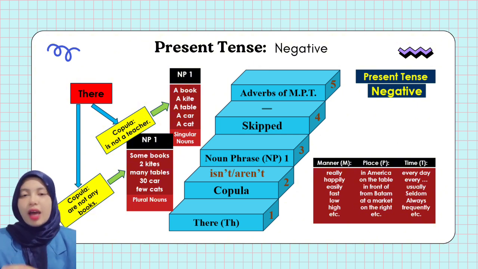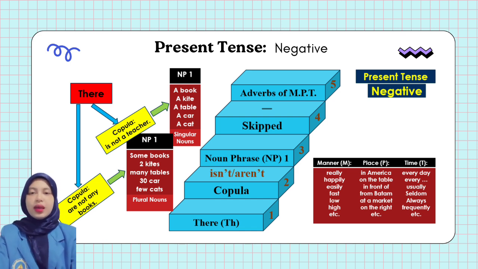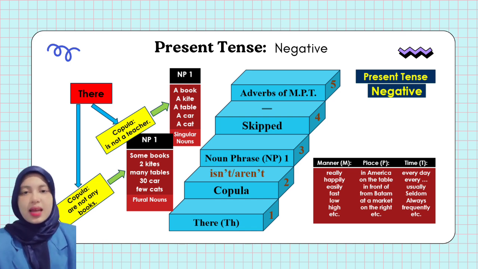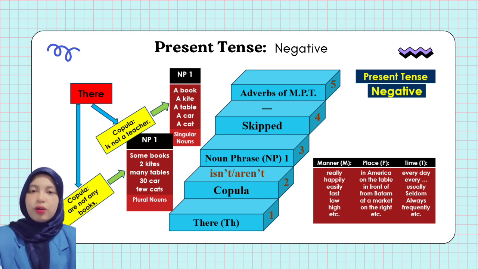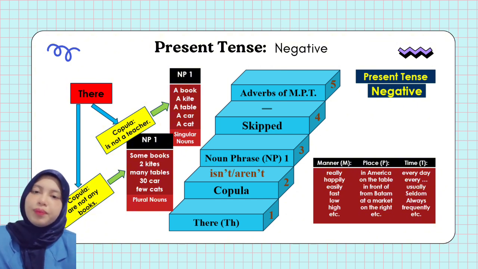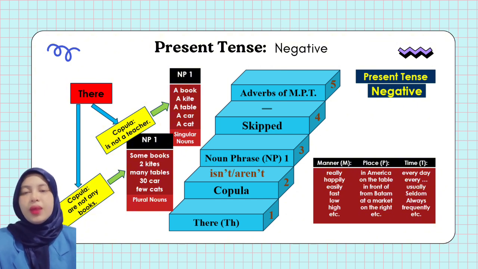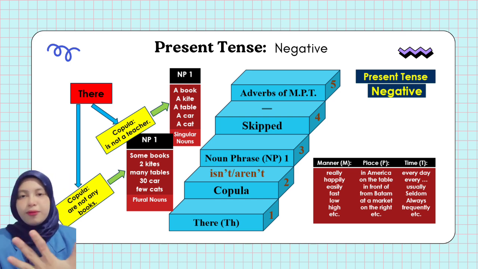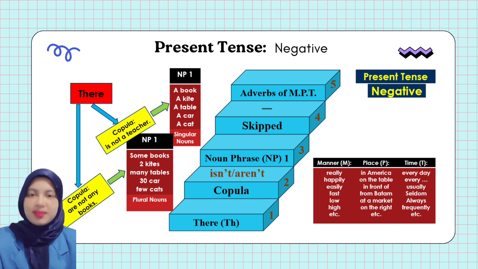Stairs 3, noun phrase 1. This remains the same as in the positive form. It's the noun or noun phrase that we are stating does not exist or is not something. Stairs 4, therefore, it stays similar to the positive form. We bypass this step for this structure. Stairs 5, adverbs of manner, place, time.